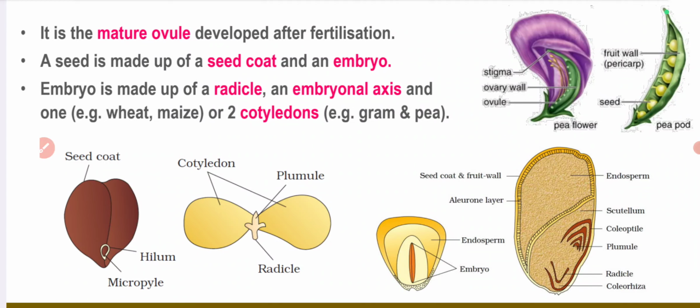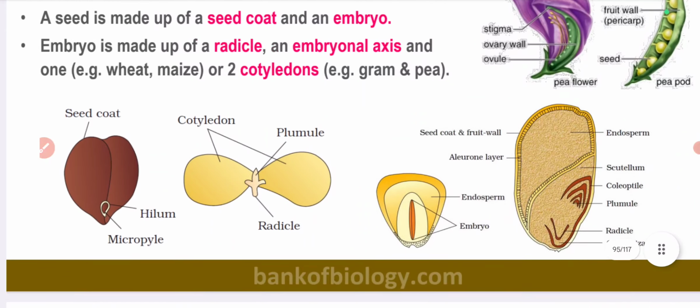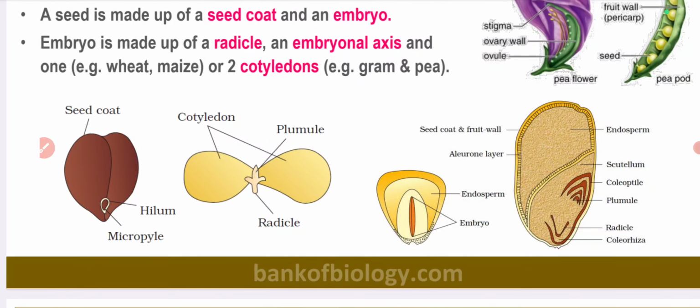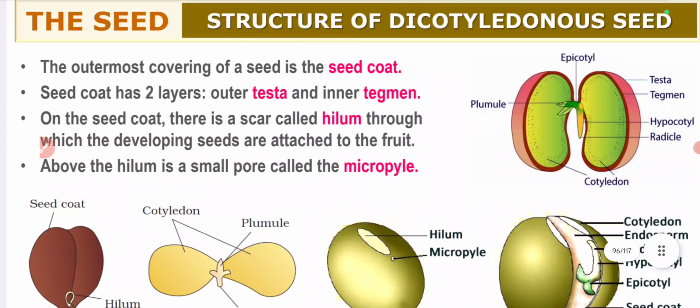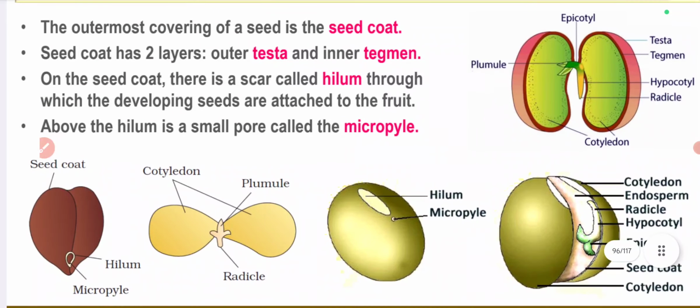Embryo is made up of a radicle, an embryonal axis, and one or two cotyledons: one is monocot, example wheat and maize, and two cotyledons is dicot, example gram and pea. This diagram you are familiar with: seed coat, radicle, plumule, cotyledon. Here, as you can see, the outermost covering of the seed is called seed coat.